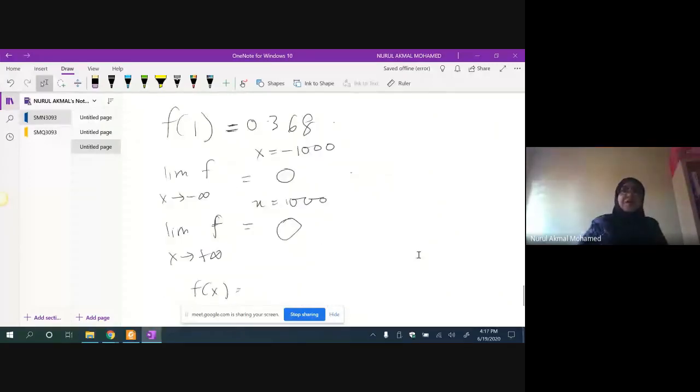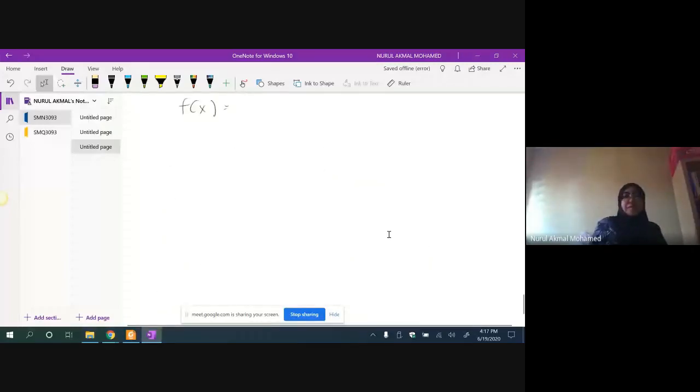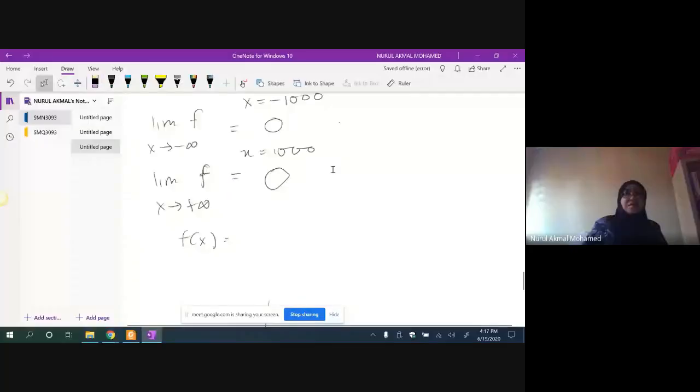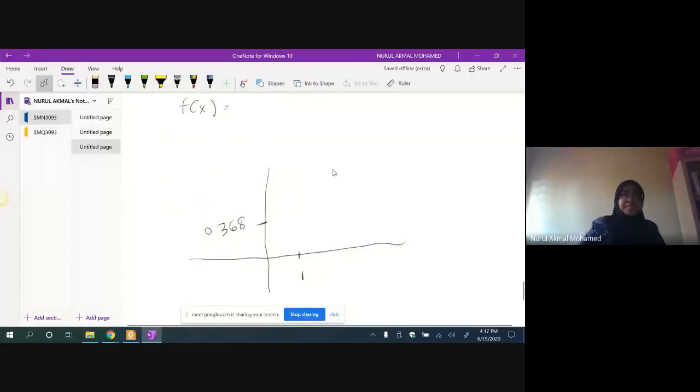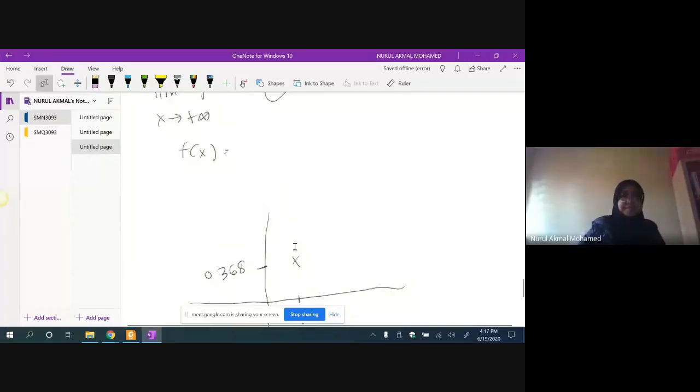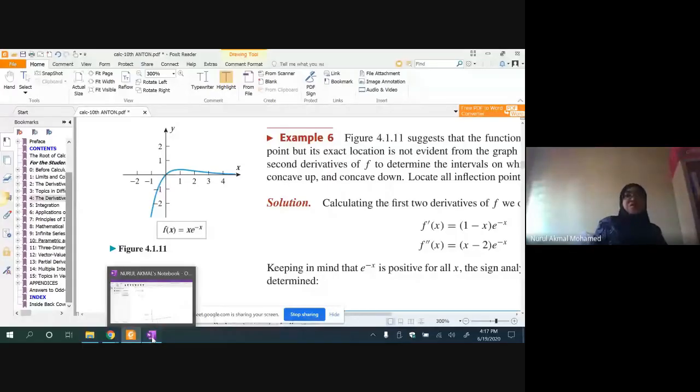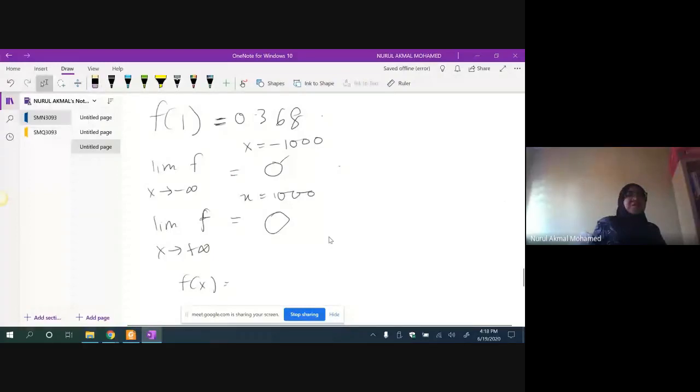Okay, now let's plot the graph. Here you have f(1) equal to 0.368. As x tends to positive infinity, it is zero. When x is equal to negative infinity, it is zero, but this is not correct. I think you better check. This one should be negative infinity instead of zero.